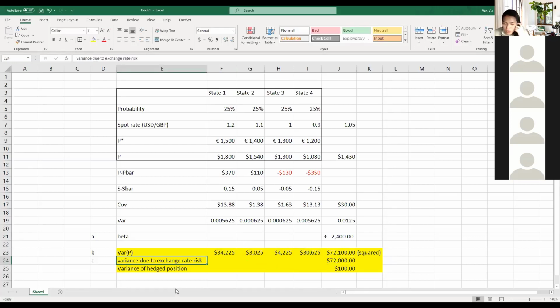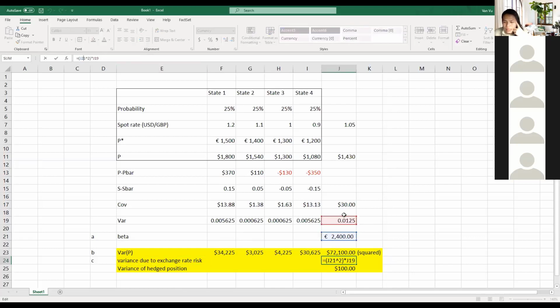The variance that is due to exchange rate risk is given by beta squared times variance of S. So here I've got the beta from question A. I'm going to square it, and multiply it by the variance of S, which is what I computed from A as well.